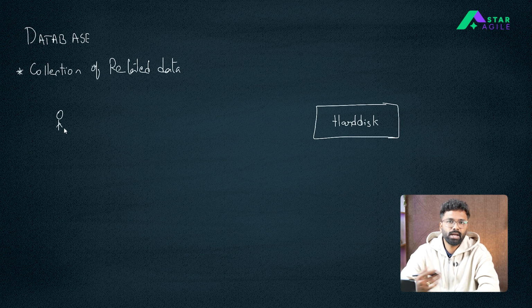But as an end user, we don't directly interact with the hard disk, right? If I want to store something in my laptop, I will not directly go and interact with the hard disk. So I'll have something in between, which we call an operating system. What kind of operating systems do we know? Windows, Mac OS, Ubuntu or Linux, these are all called operating systems.